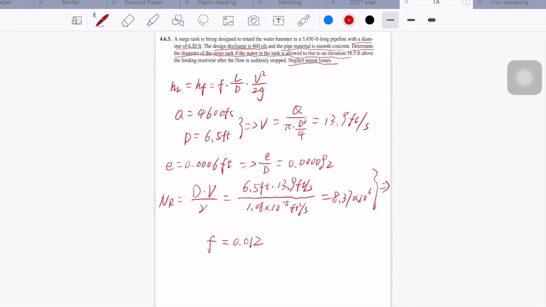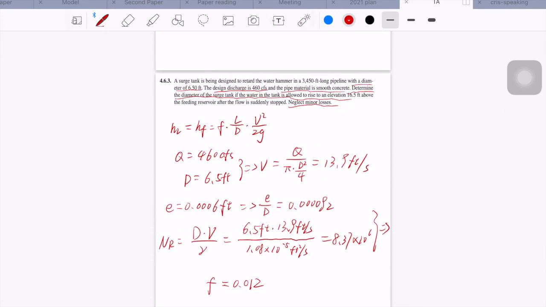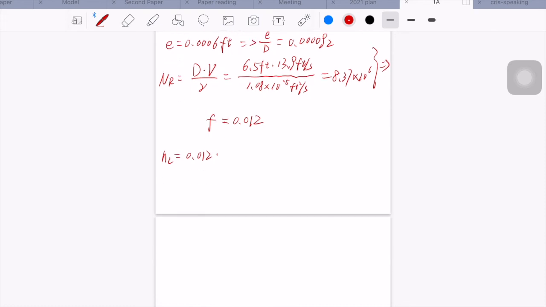So now the head loss equals 0.012 times the length, 3,450 feet, divided by 6.5 feet, times 13.9 feet per second squared, divided by 2g. So the head loss equals 19.1 feet.